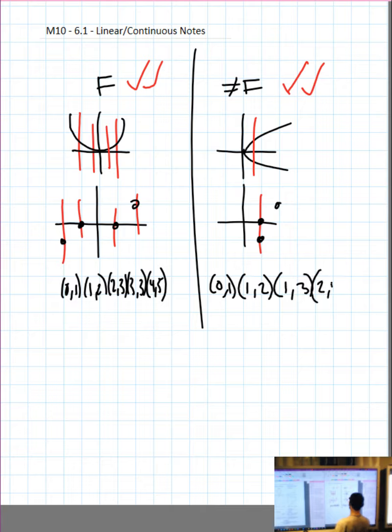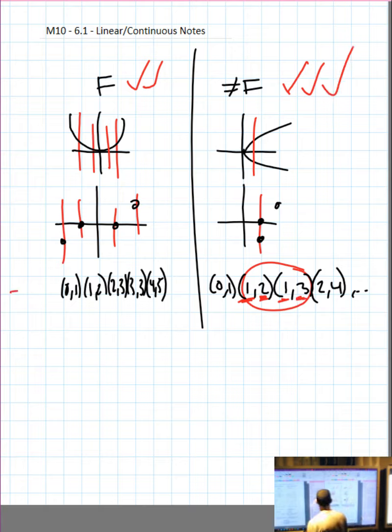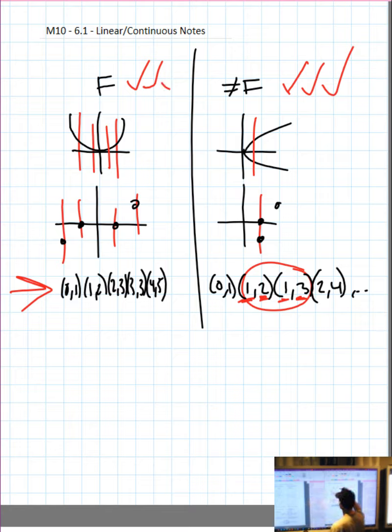But off to the right we have 0, 1 and 1, 2 and 1, 3 and some other points like 2, 4 and another one. And we can clearly see that we have an x value with two different y values. Not a function. Where this example has unique y values for each x value. So it's a function. Check mark. You can obviously see that in a table, or if you can see that in points, circle the two x values that are the same with different y values, not a function.